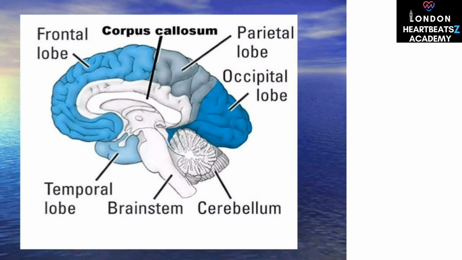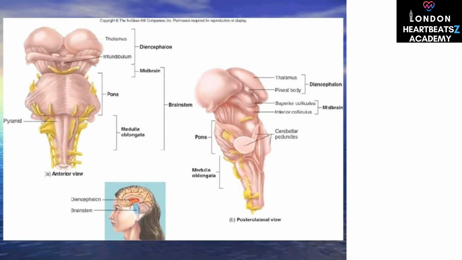This image highlights the major anatomical areas of the brain, including the frontal, parietal, occipital, and temporal lobes, as well as the corpus callosum, brainstem, and cerebellum. Here we see the diencephalon and brainstem, illustrating the thalamus, midbrain, pons, and medulla oblongata from anterior and posterolateral views.